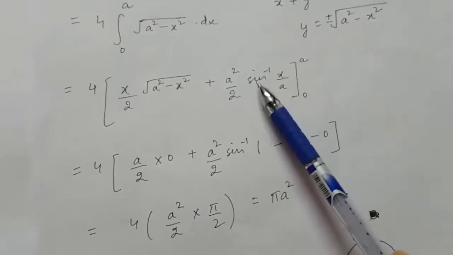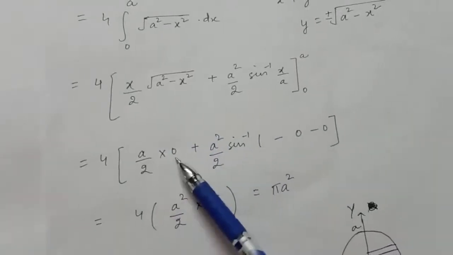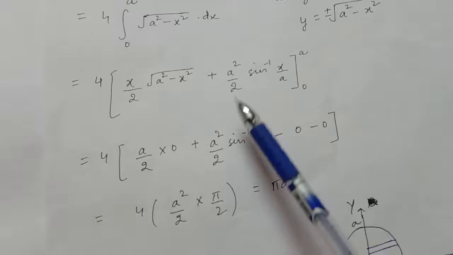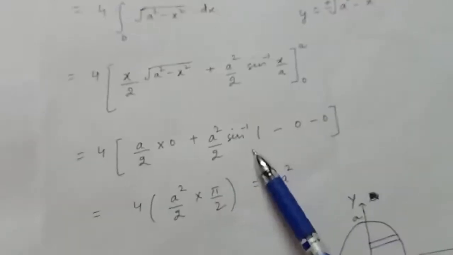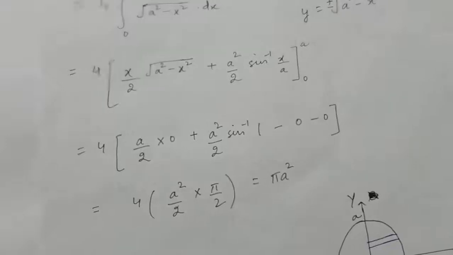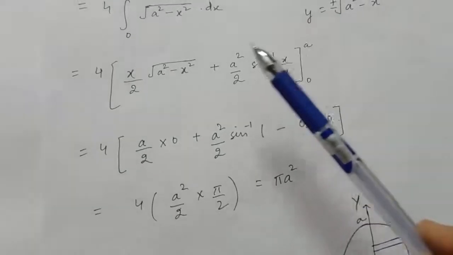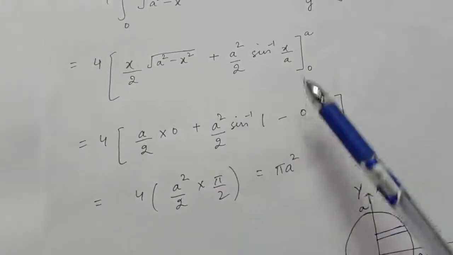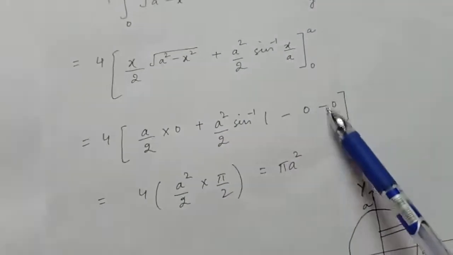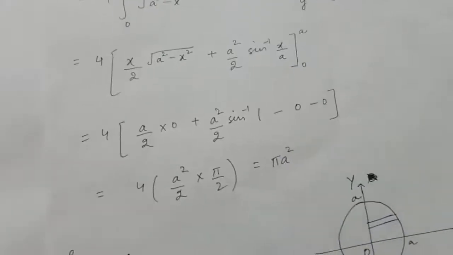Now first put a in place of x, so this will become a by 2 into 0 plus a square by 2 into sin inverse a by a, that is sin inverse 1, minus, now put the lower limit in place of x. So when you put 0 here, this term will become 0, and also sin inverse 0 is 0. So you will get the answer as pi a square, right?